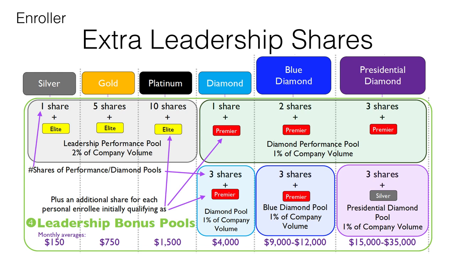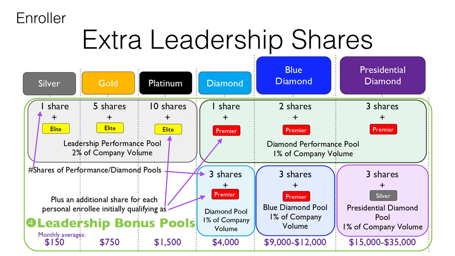The next way that this is important is leadership shares. Silver and above are leadership ranks. Premier is not quite a leadership rank, but silver and above will receive the extra bit of commission that goes to compensate them for leading others. And the proof is that they've helped these people they've personally enrolled reach those ranks. Now they take 6% of the company volume and split it up into these 5 pools.